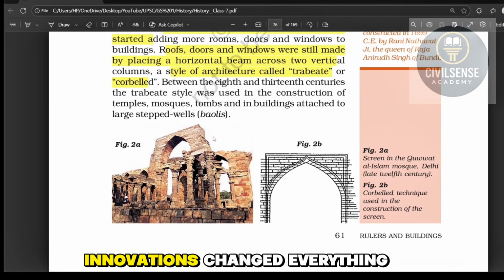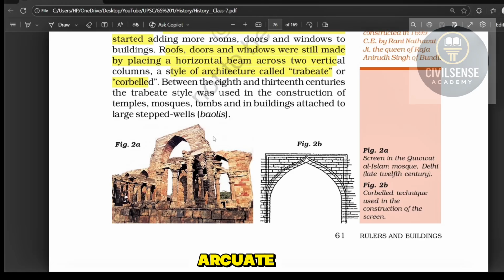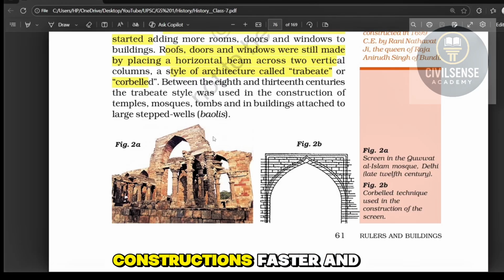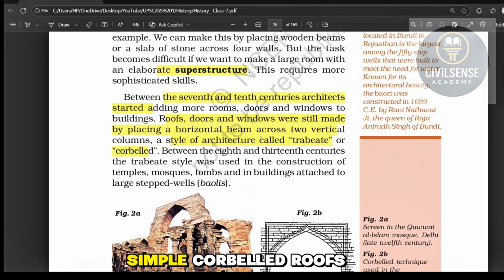Later, two big innovations changed everything. The first one is the arcuate style, which means using true arches to bear the weight of walls and roof. The second is the use of limestone cement, which hardens like modern concrete, making large constructions faster and stronger. So from the simple corbelled roofs, Indian architecture evolved into massive domes and arches, all with locally developed engineering.